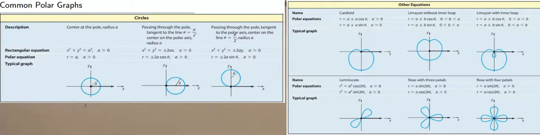You don't have to memorize these. I'm just kind of showing you what to expect. And then you can also get roses, and flowers. These look like flowers and have to have a multiple angle. So if you have cosine of 2 theta, or cosine of 3 theta, or cosine of 4 theta, you get a flower.